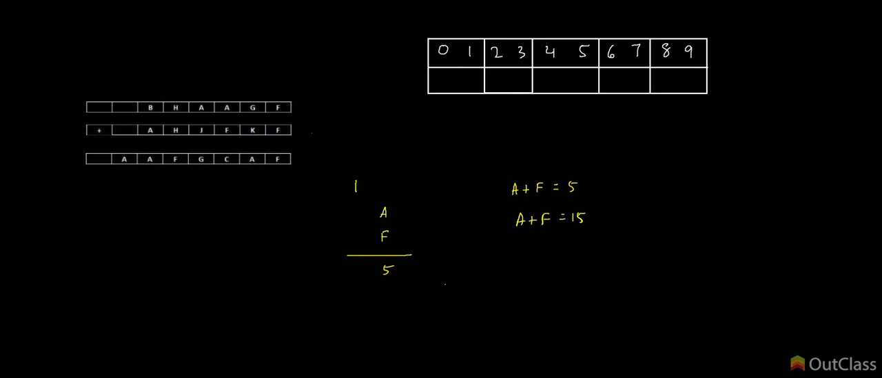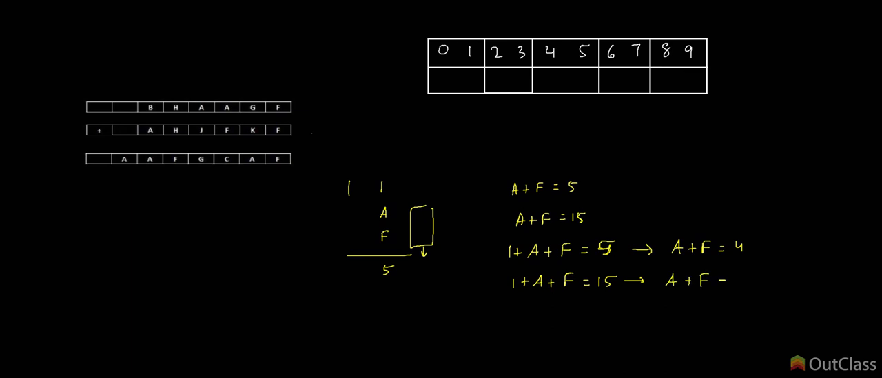That's an output carry. Now it could also be that there is an input carry, so there was a carry after the previous place's addition was done, and that would mean that 1 plus A plus F is 5, or A plus F is 4. And if you have input as well as output carry, then 1 plus A plus F is equal to 15 and A plus F is equal to 14.